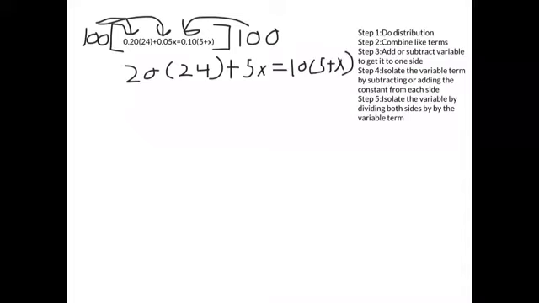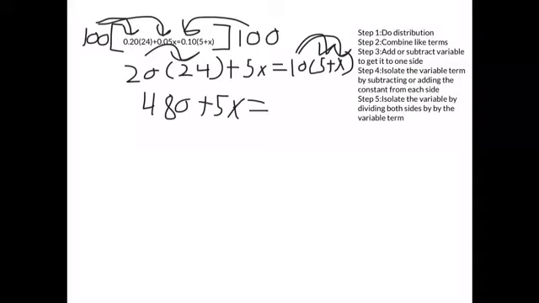Then the next step is we apply the distributive property on step 1, and we get 480 plus 5x equals 10 times 5 equals 50, 10 times x equals 10x.